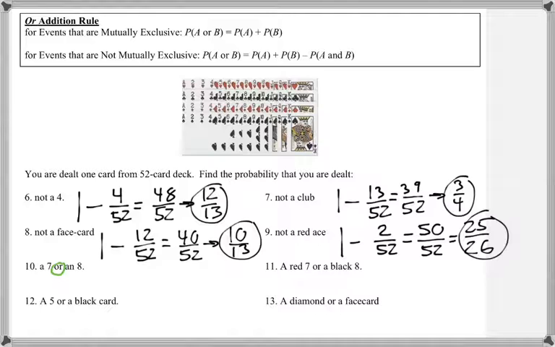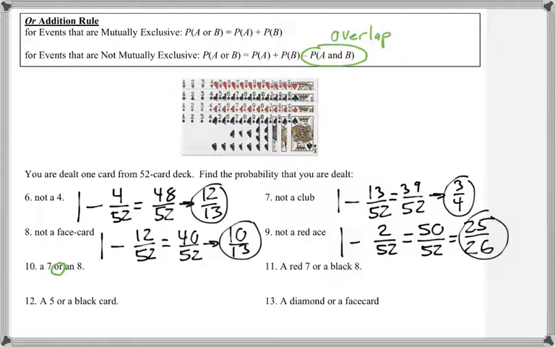For events that are not mutually exclusive, the probability that it's A or B is equal to the probability of A plus the probability of B minus the probability of A and B. So this minus probability of A and B, what this is doing is it's subtracting the overlap, because if we don't subtract it, we would be counting the overlap twice, and we don't want to do that.